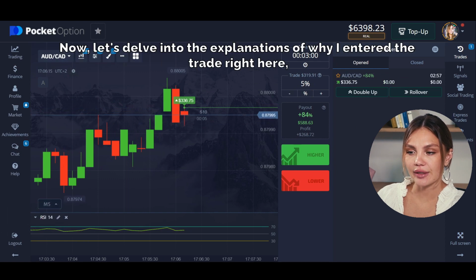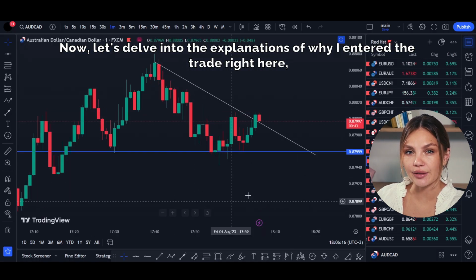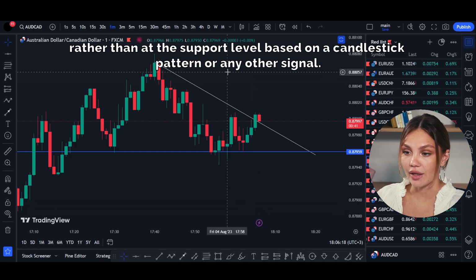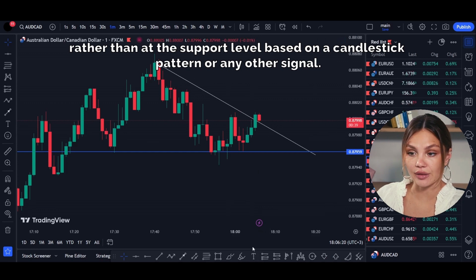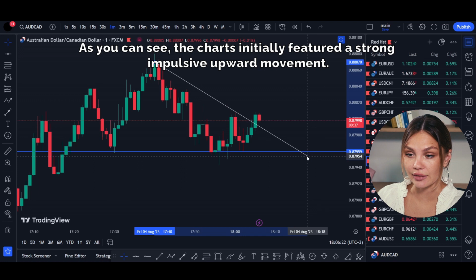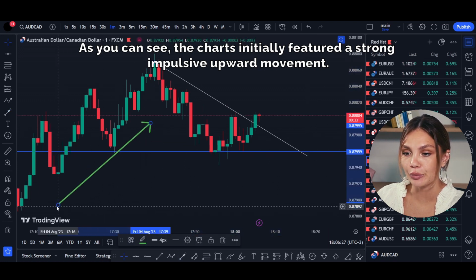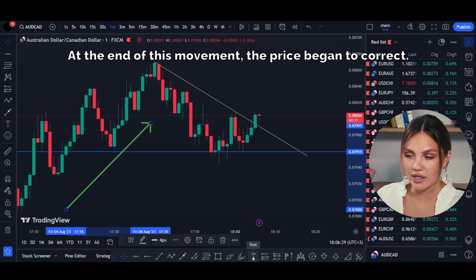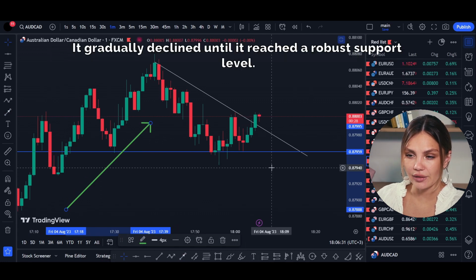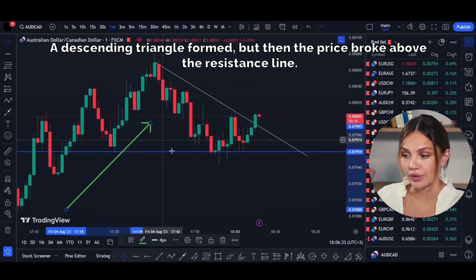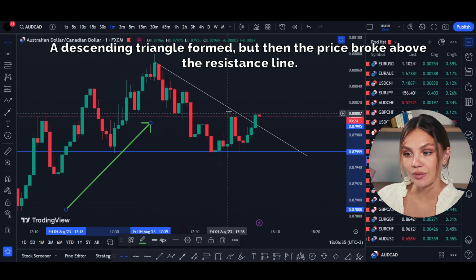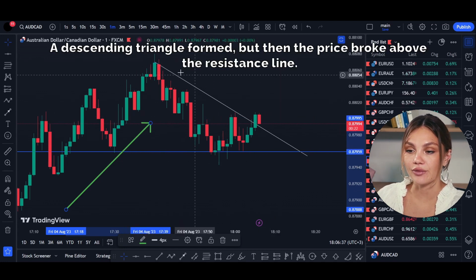Now let's delve into the explanations of why I entered the trade right here, rather than at the support level based on a candlestick pattern or any other signal. As you can see, the chart initially featured a strong impulsive upward movement. At the end of this movement, the price began to correct. It gradually declined until it reached a robust support level. A descending triangle formed, but then the price broke above the resistance line.